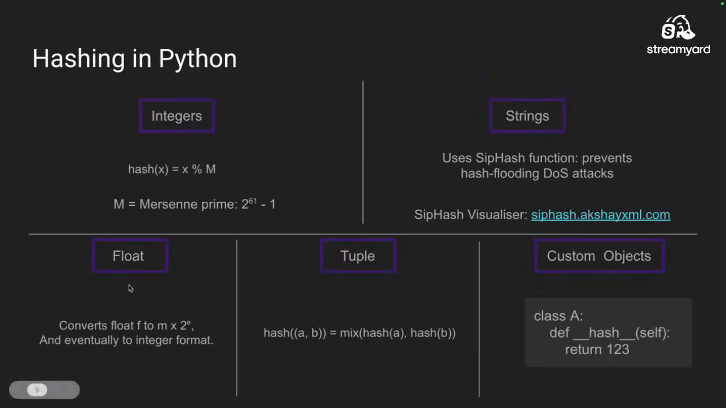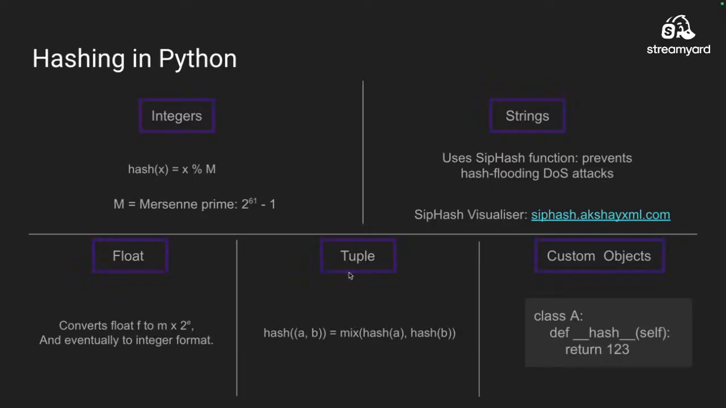Now coming to float. Python converts the float into an integer format. It's also a bit complicated, where the float is initially converted into mantissa and exponent format, which is basically m times 2 raised to e, and then it does some computation on it to eventually arrive at an integer equivalent to the float, and then it performs the hashing similar to how it's done for integers.